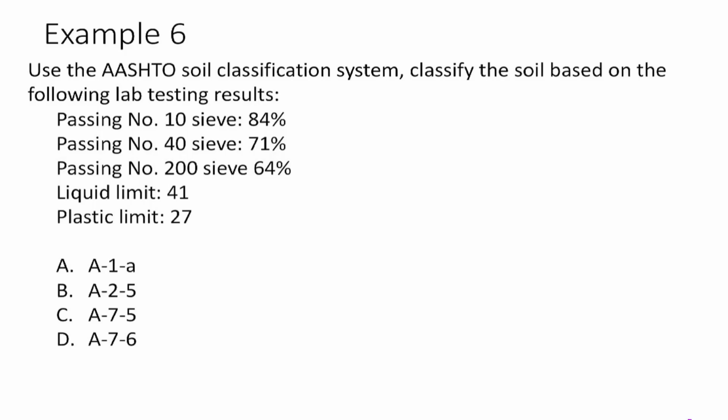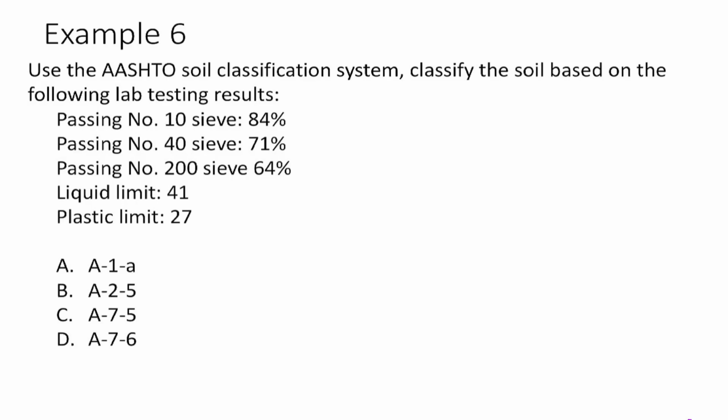Okay, let's look at example number 6. So another soil classification problem, but this time we're going to use AASHTO instead of USCS. A little difference between AASHTO and the USCS is that for USCS, technically, you only need two sieves, number 4 and number 200. But if you want to plot a very nice curve with more data points, you can throw in other sieves.